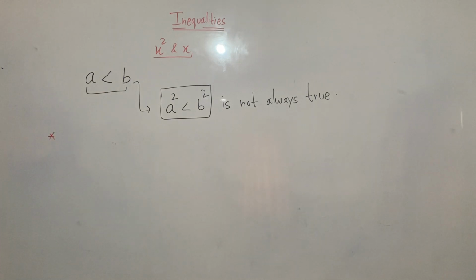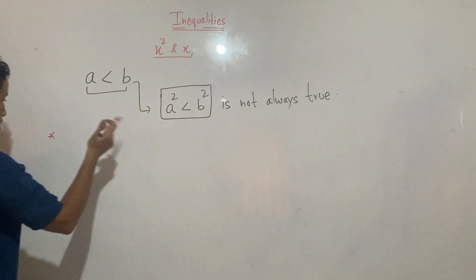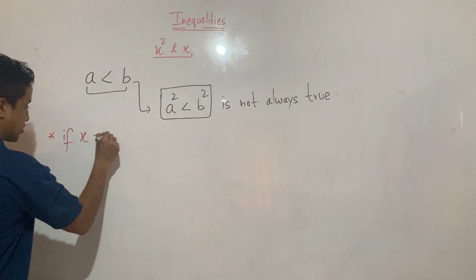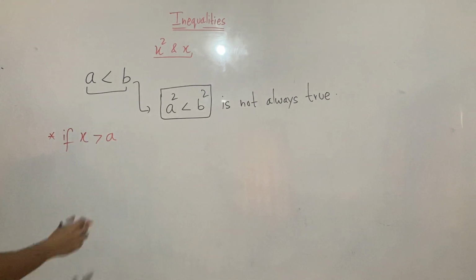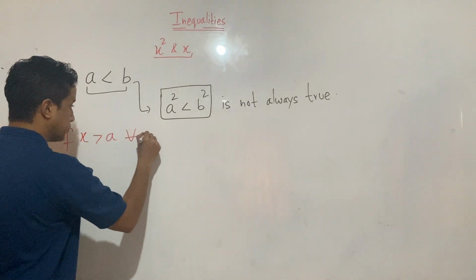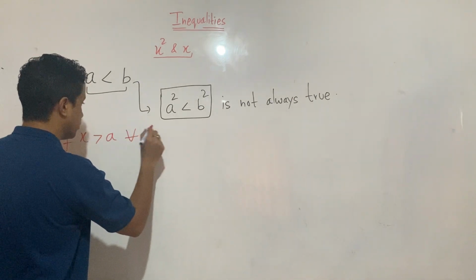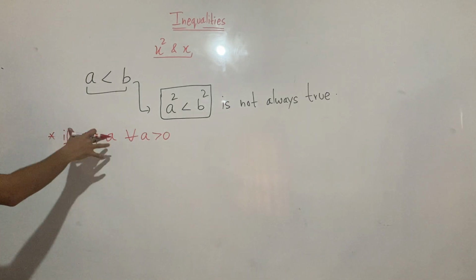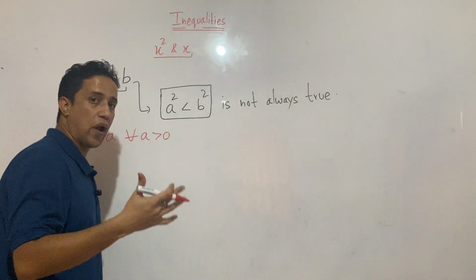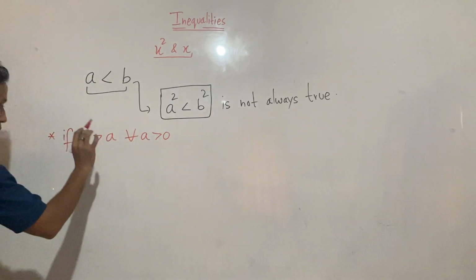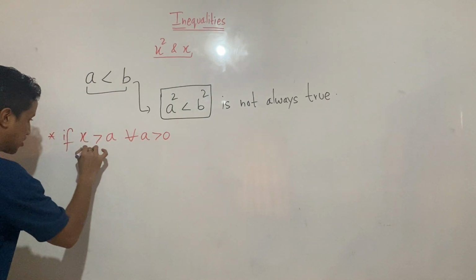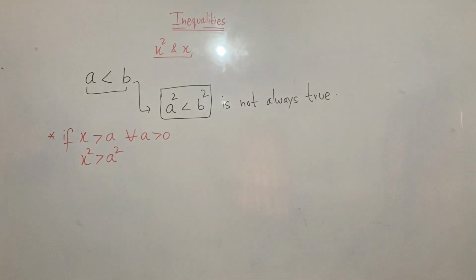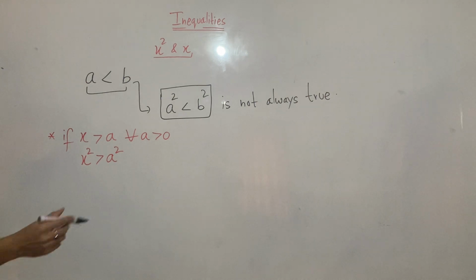Here, if x is greater than a, for all positive a's, right? If x is greater than a for all values of a to be positive, then I can say that x square is going to be greater than a square. We can see it on the number line.